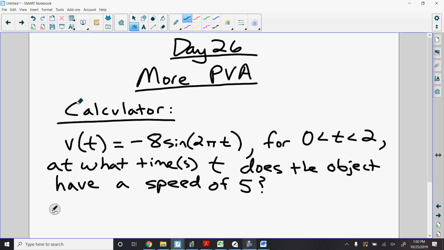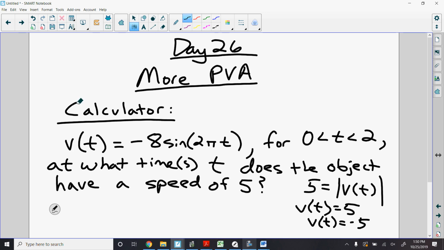So what we have to remember here, when you see a speed of 5, you immediately need to think, okay, since 5 equals speed, and speed is the absolute value of velocity, that means v of t could equal 5, or v of t could equal -5.